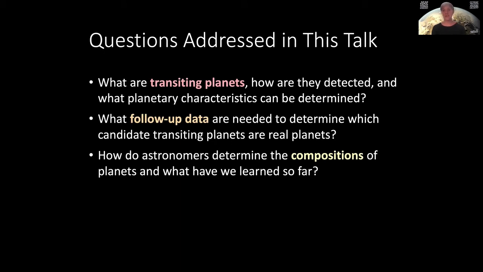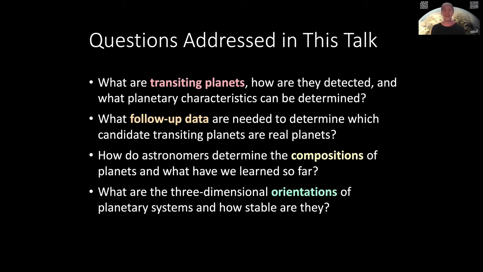Next, we'll discuss how astronomers figure out what planets are made out of and what we've learned so far about the diversity of planets that are similar in size to the Earth and planets that are even larger than the Earth. At the end of the talk, I'll do a sneak preview about what you might learn in terms of the three-dimensional orientations of planetary systems, but I won't go into too much detail on that topic.